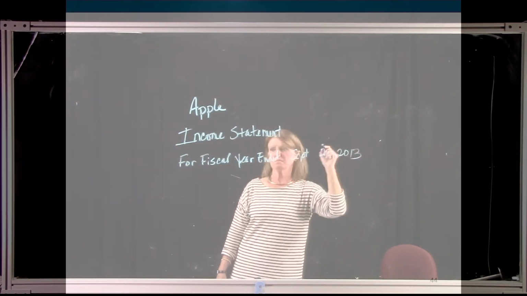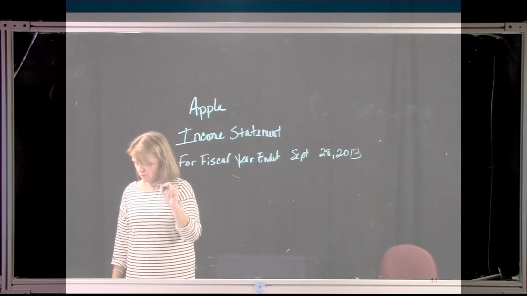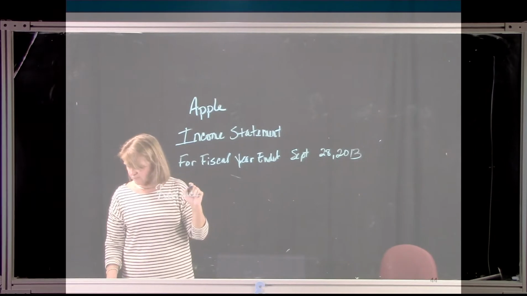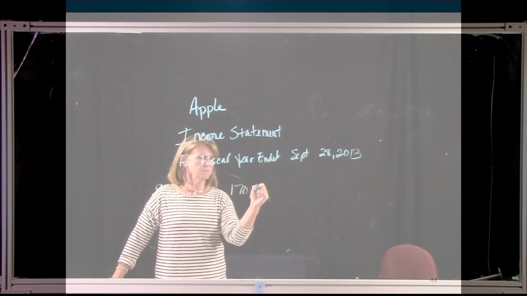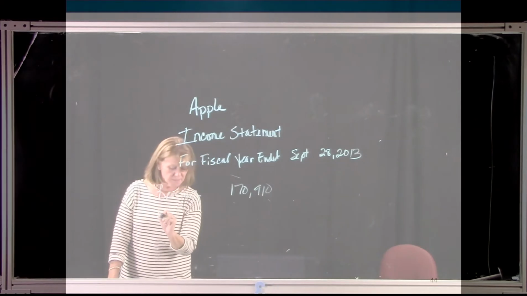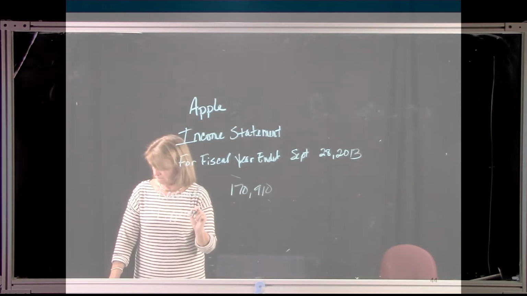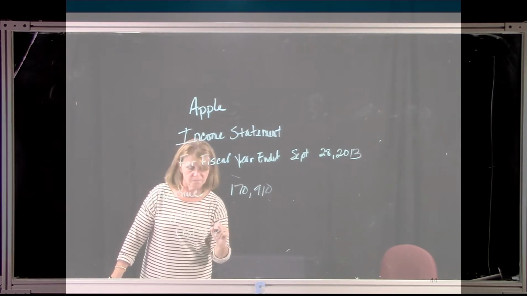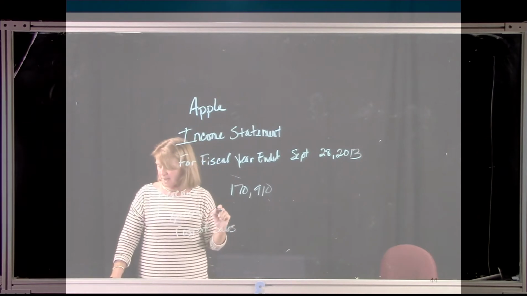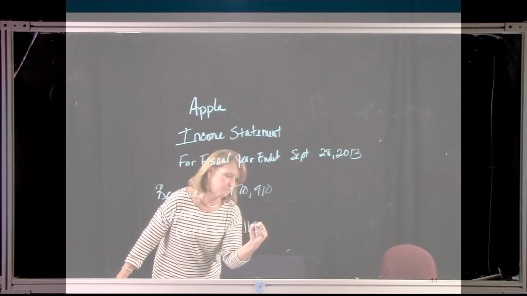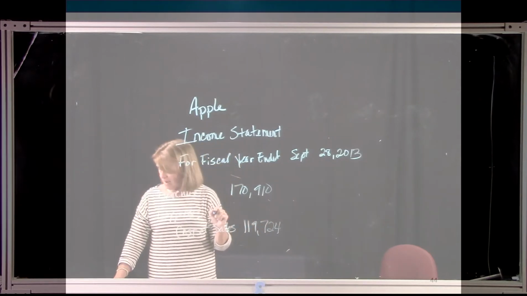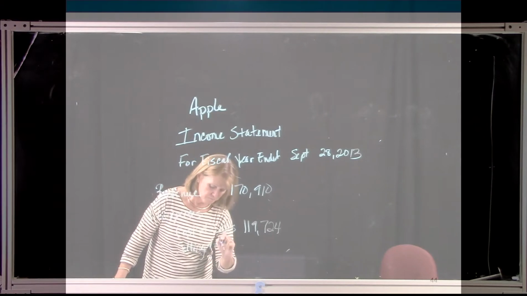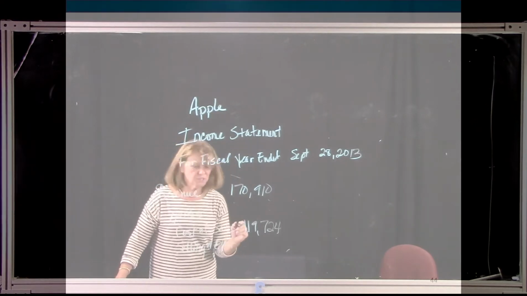All right, our revenue, it told us, was $170,910. Our expenses were cost of sales, which were $119,724, and selling and other expenses is $14,149.